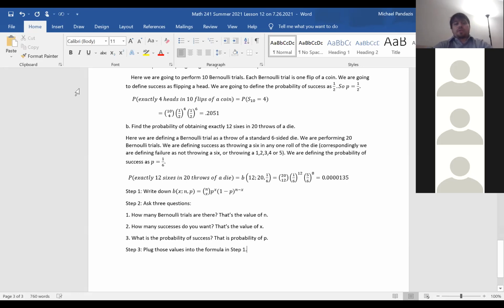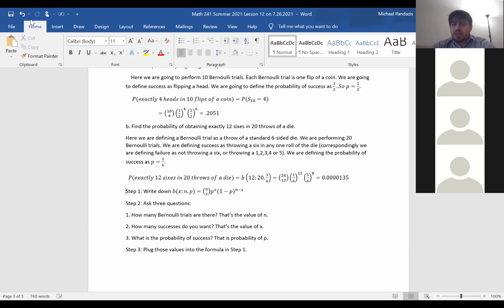All of these 3 steps are easy to do. You just write down this formula. Step 2, you ask these 3 questions. The answers are the values of n, x, and p correspondingly. Step 3, plug in those values there. And then you're done. And that's the problem, right? And maybe you have to remember a few things, but there's not much creative thought needed to do this problem.